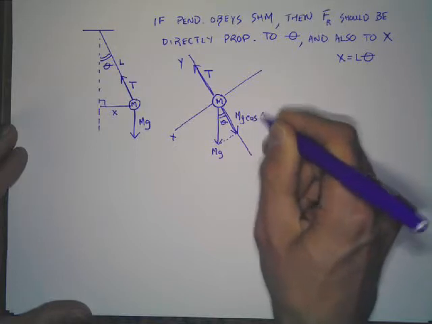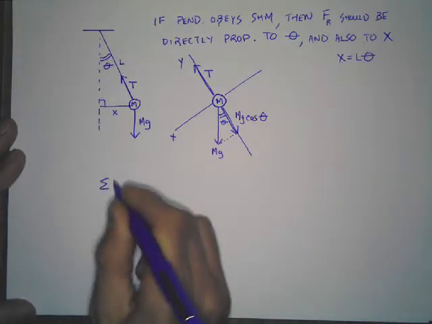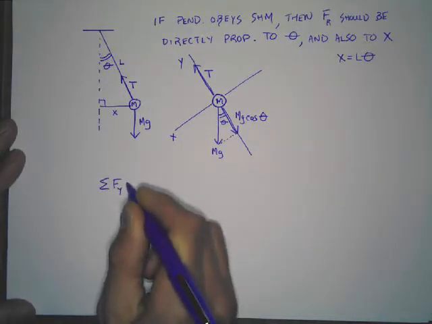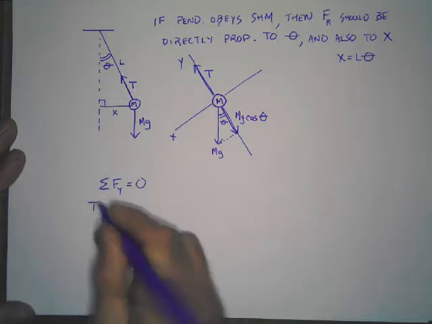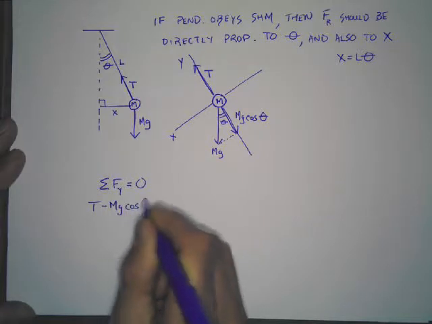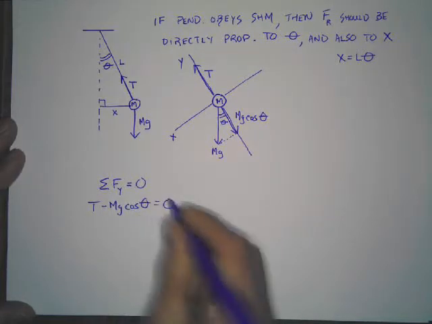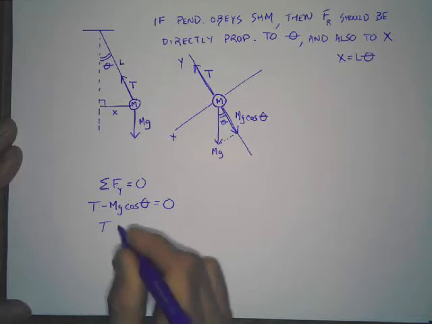Okay? So what does that get us? Well, if you take the sum of the forces in the y direction, they are equal to 0. We have tension going up, and we have mg cos theta going down. And they have to cancel, so that means that the tension would be equal to mg cos theta.